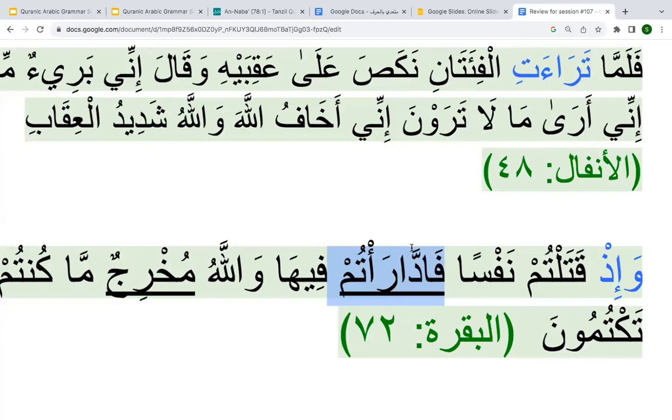Why is Dal Mushaddad? Ibdal, good job, Sister Shuneen. Good job. So what was there that turned into Dal? There was a Ta there. It was Tadara'tum. But now your Ta got changed into Dal according to the rule of Ibdal.